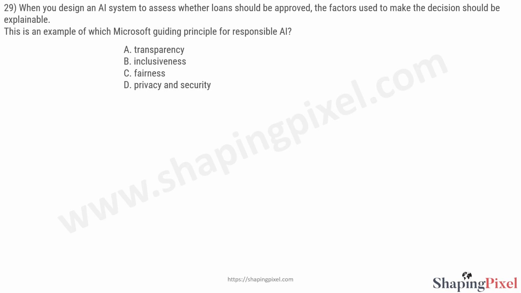Question number 29. When you design an AI system to assess whether loans should be approved, the factors used to make the decision should be explained. This is an example of which Microsoft guiding principle for responsible AI? And we have four options: transparency, inclusiveness, fairness, privacy and security. So the right answer here is option A, transparency.